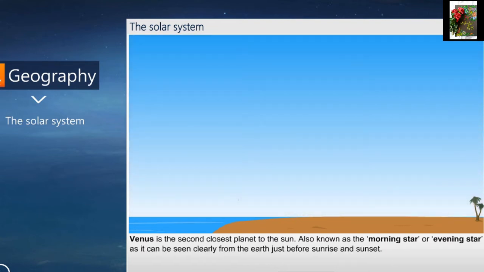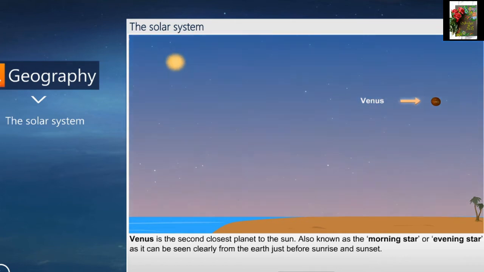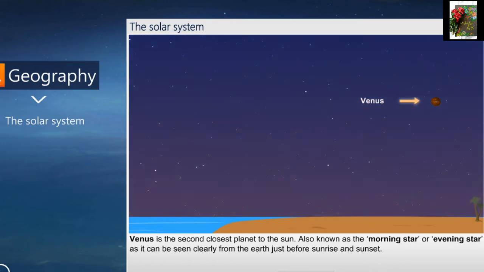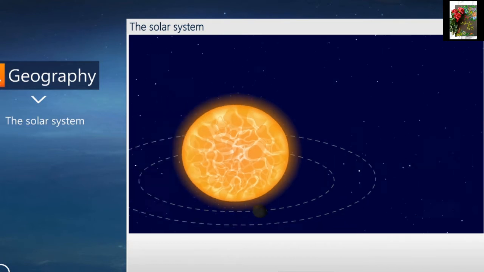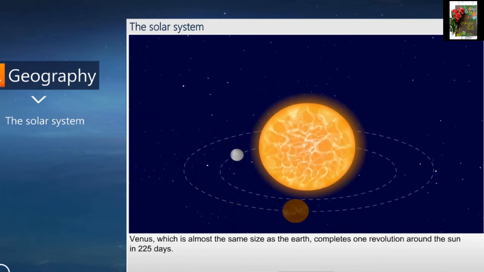Venus is the second closest planet to the Sun, also known as the morning star or evening star, as it can be seen clearly from the Earth just before sunrise and sunset. Venus, which is almost the same size as the Earth, completes one revolution around the Sun in 225 days.